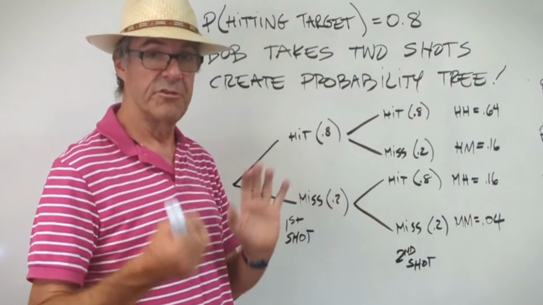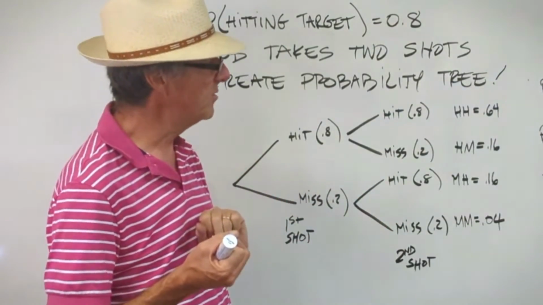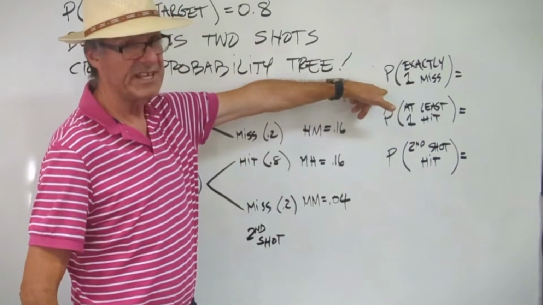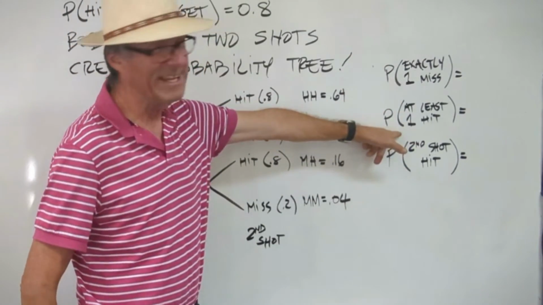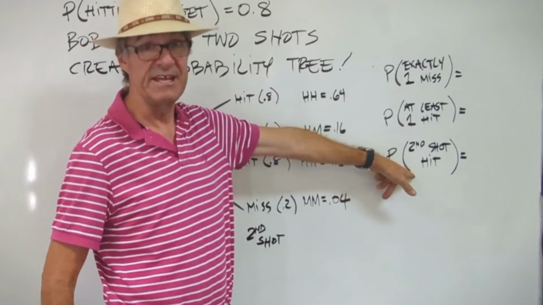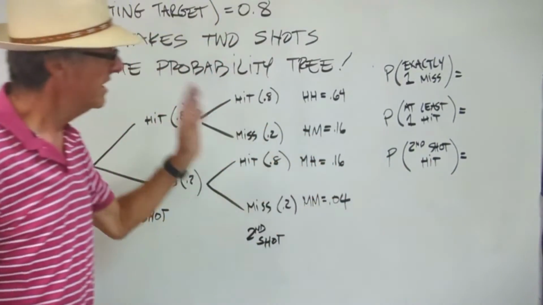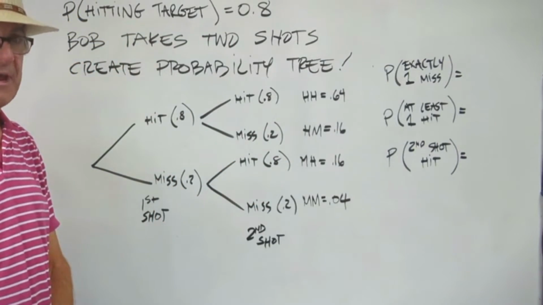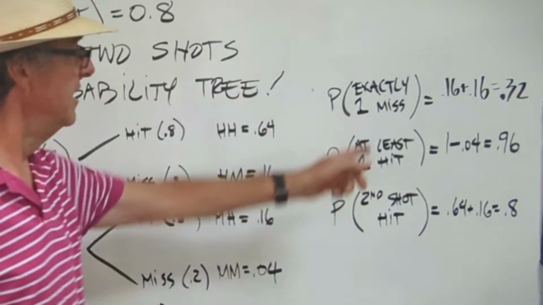So now I've given you 3 slightly more complicated probabilities to calculate. What's the probability of exactly one miss, probability of at least one hit, and the probability of the second shot being a hit? So go ahead, pause the video, calculate those 3 probabilities, and come back. All right, let's see how you did.